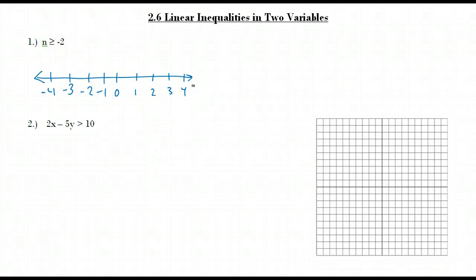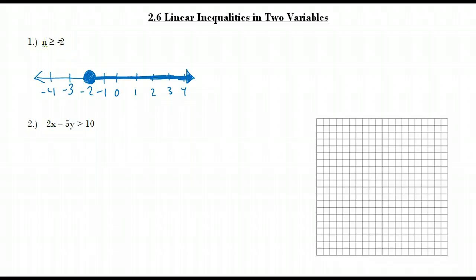In this case, -2 was my critical value. And to decide if I colored in this dot or I left it open, I looked at, do I include -2 as a solution? Well, in this case, yes, I do, because it's or equal to. So I'm going to shade in the dot, and then I want to shade all the values where n is greater than -2. Well, greater than -2 would be to the right. All of the values to the right of -2 are greater than -2. Like 0 and 1 and 2 and 4, all of those values are greater than -2.